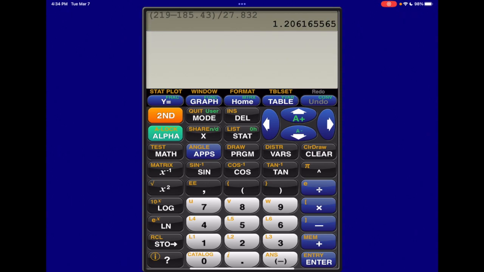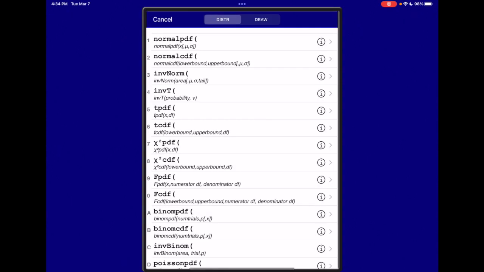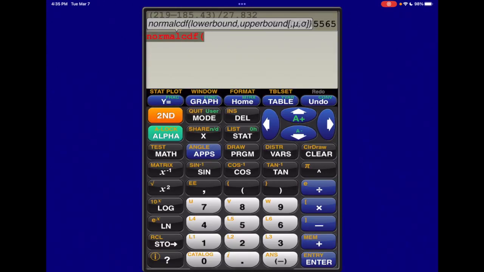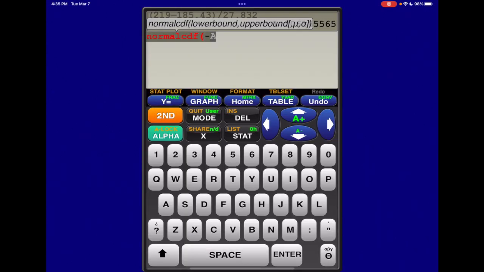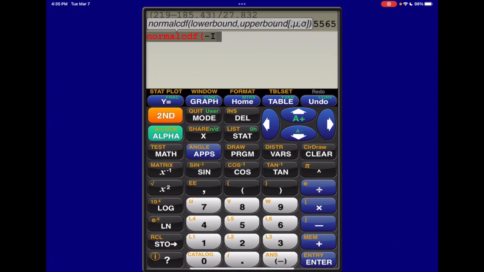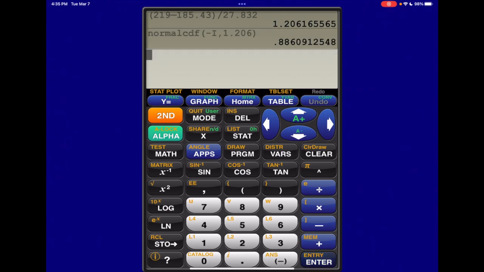So distribution is above the variables key in orange, so we hit second. Distribution, we want normal CDF. Our left boundary is negative infinity. I've got an infinity type number stored in I, so I hit the green alpha key and then the I key. And then my z-score of 1.206 on the right. Expecting an answer somewhere like 90% or so, 88.61% or 0.8861. Yes, it's a 0, but followed by a 9, so I'm rounding that 0 up to a 1.